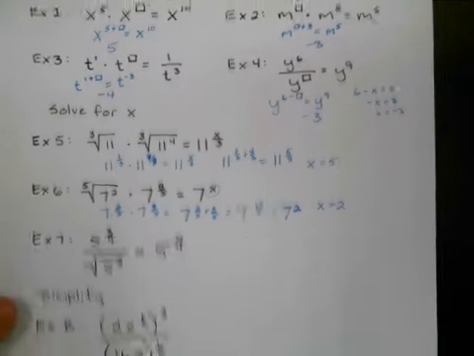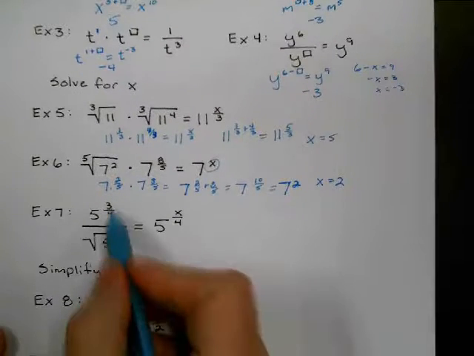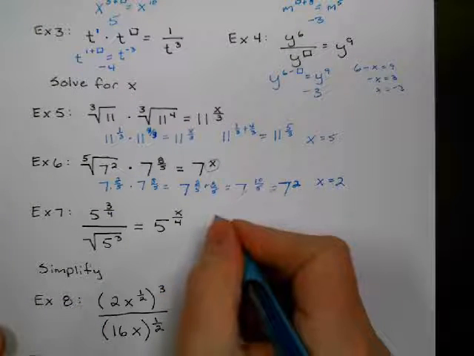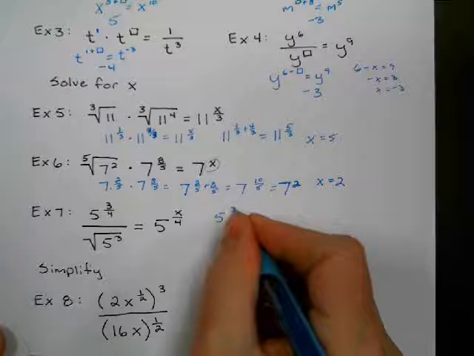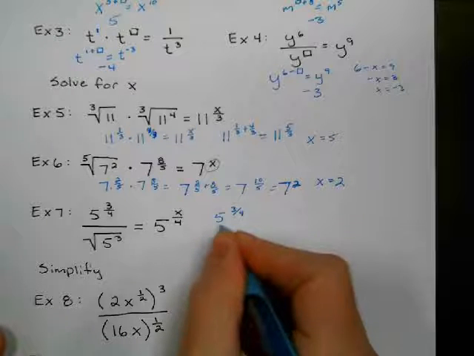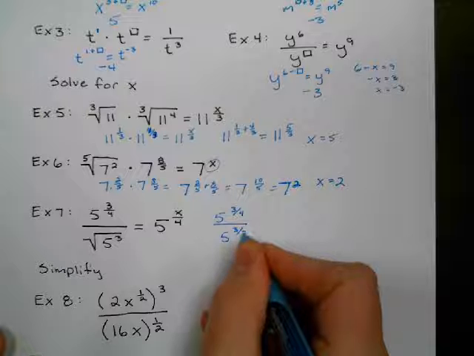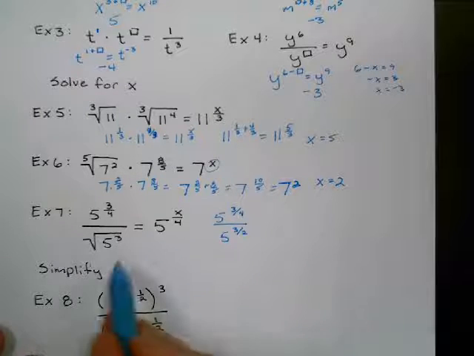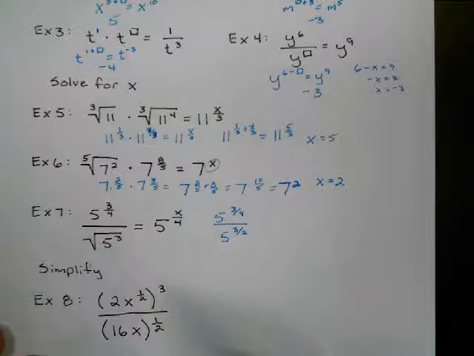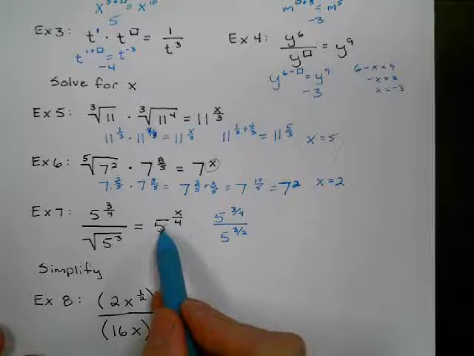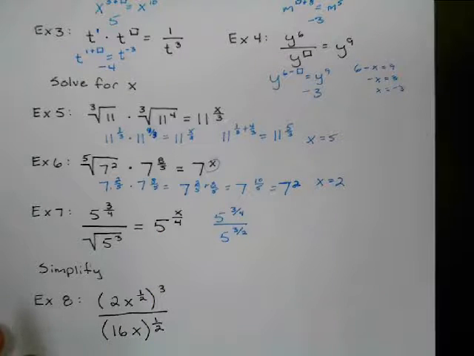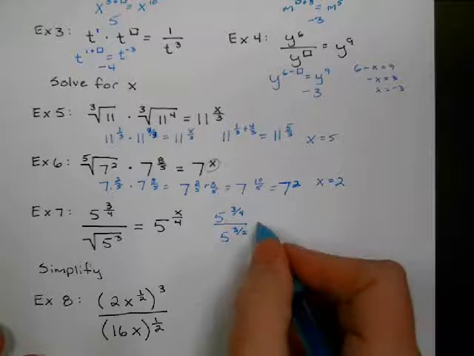Next. Again, we're going to change this one down here. So 5 to the 3/4 over 5 to the 3/2, right? Because if there's no index, it's 2. All right, so I want to see what's 5 to the x over 4. Okay, so on this, I should be subtracting those.